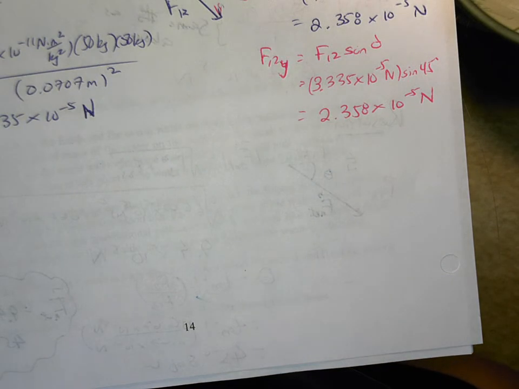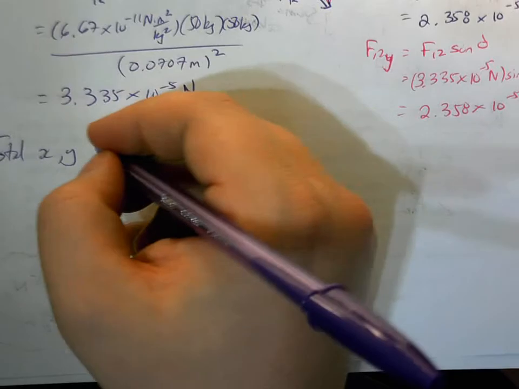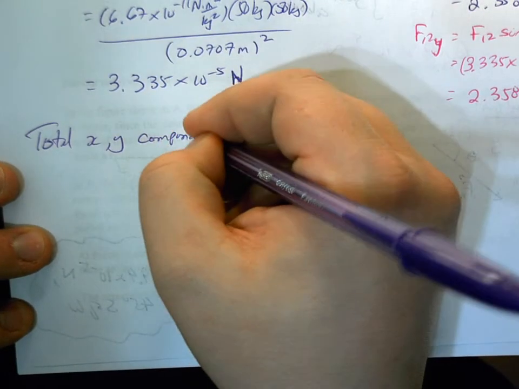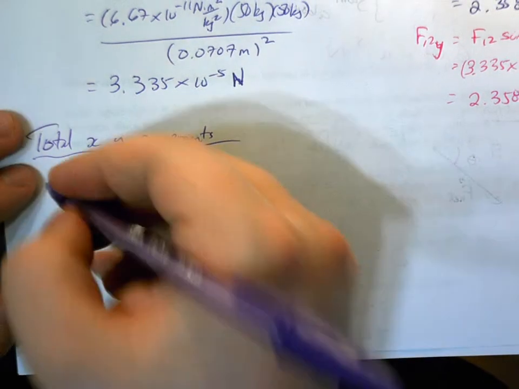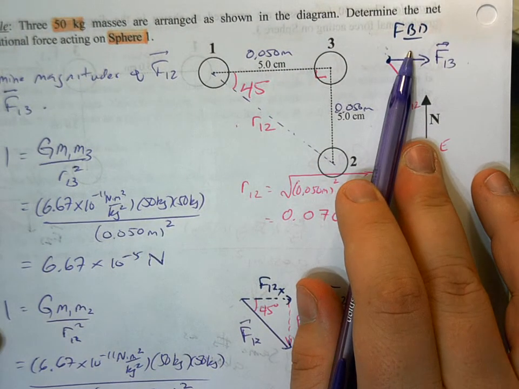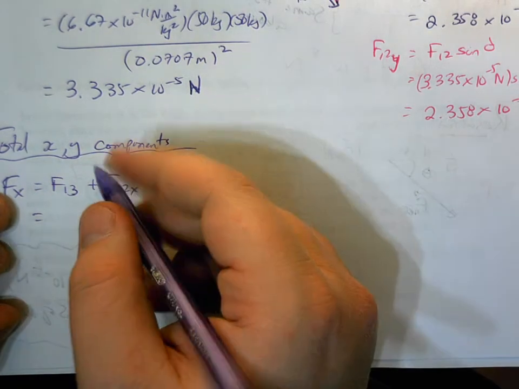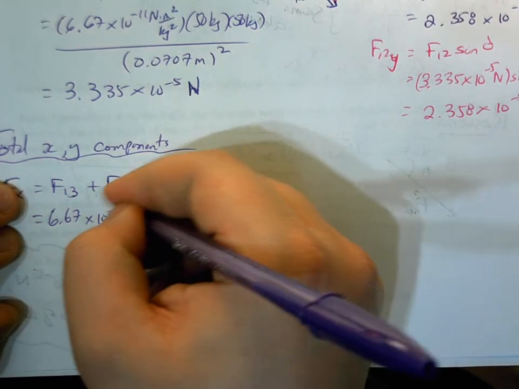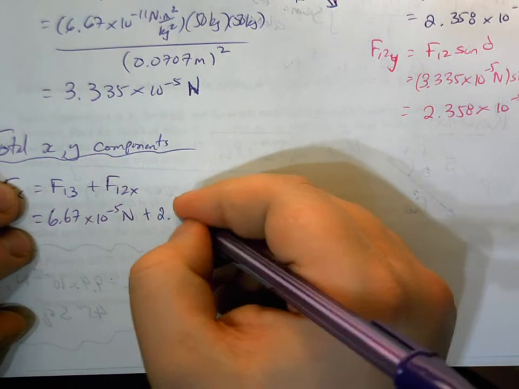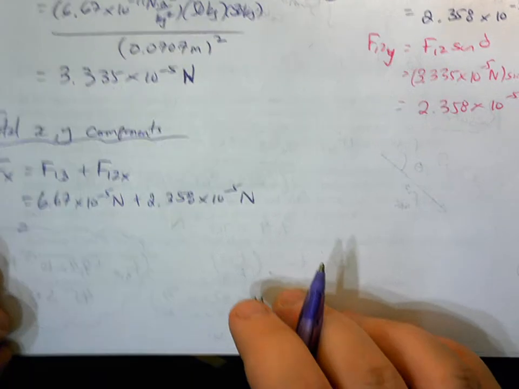So we want to find the total components in each direction. So we're going to find the total X and Y components. So Fx is just going to be that force of 1, 3. So we're going to have this piece, because it's only going in the X direction, plus the X contribution of this F12x. We've already dealt with signs, so we're just going to add the two pieces together. So we get this 6.67 times 10 to the minus 5 newtons plus this 2.358 times 10 to the minus 5 newtons. So this is going to give us our total force in the X direction.